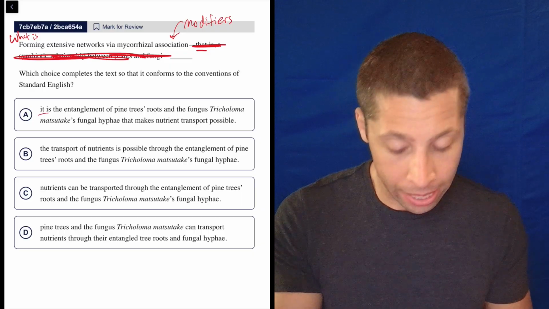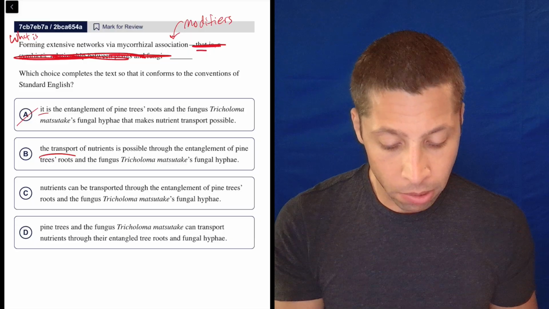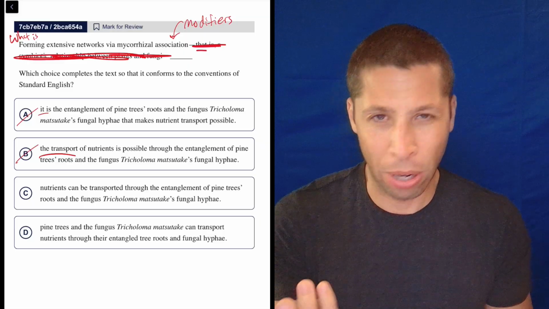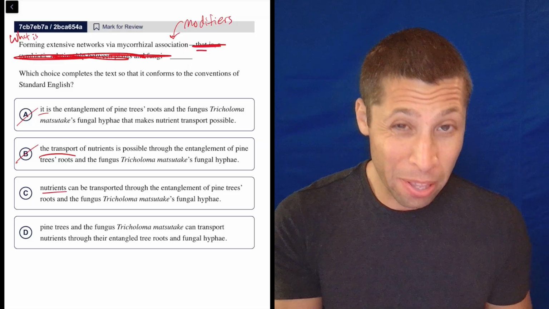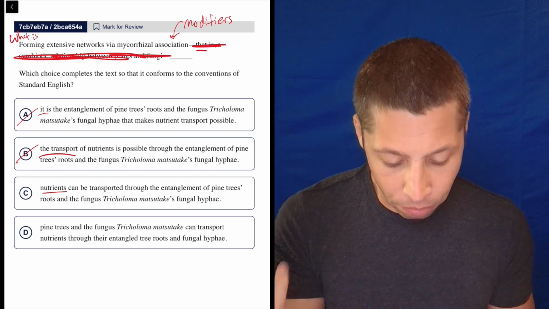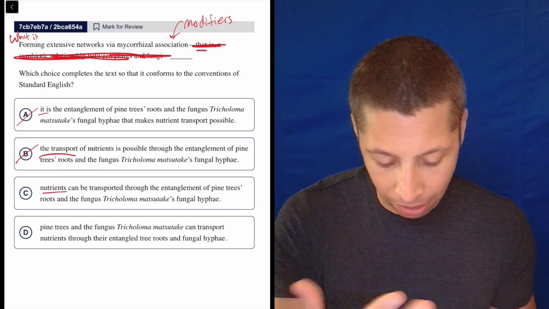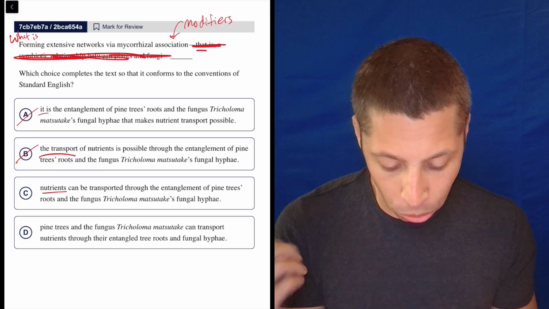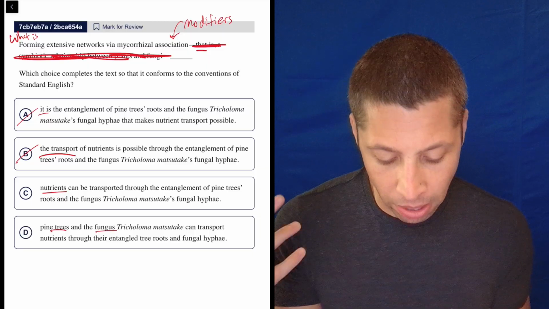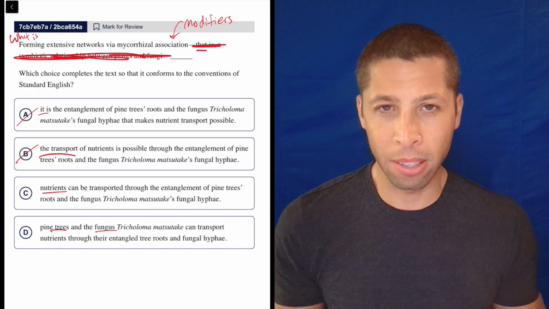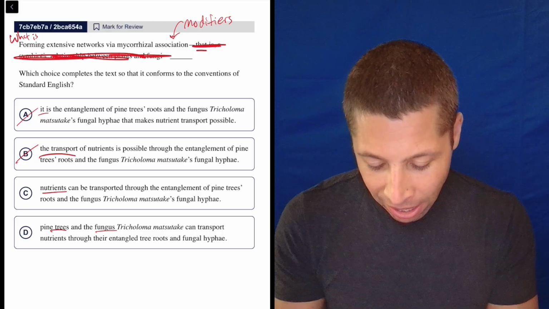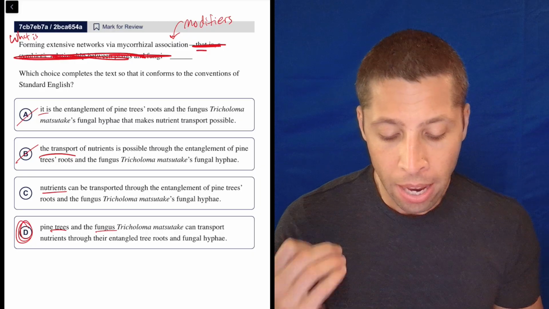Not it. I don't know what it is, so no. The transport? No, the transport can't form networks. Transport is like an action, so you can't form networks with transport. Nutrients? Okay, maybe the nutrients are forming networks. I doubt that, but let's take a look. Pine trees and the fungus Tricholoma, these names. This fungus, right, can transport nutrients through their entangled tree roots and fungal whatever. So what's forming the networks? Yeah, the trees and the fungus. That definitely makes the most sense. Like they're, I don't know, that's what they are. They have like roots and stuff, I guess, right? So it's definitely D. I would have no doubt about this.